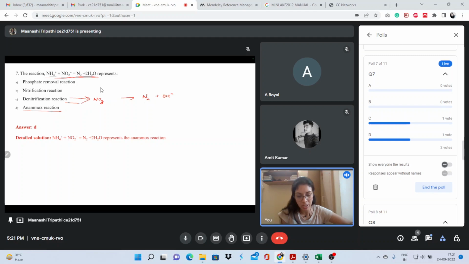Okay, this is the anammox reaction. In the anammox reaction, what will happen? Ammonium ion will be there as well as nitrite ion. We want to convert them into molecular nitrogen. So this reaction is specifically for the anammox reaction. Anammox bacteria will do this reaction.